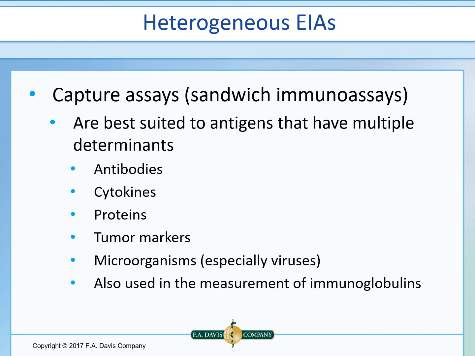The last type of heterogeneous enzyme immunoassay discussed are capture assays. If antibody rather than antigen is bound to the solid phase, these assays are often called sandwich immunoassays or capture assays. These are best suited to antigens that have multiple determinants. Capture assays are more commonly used for antibodies, cytokines, proteins, tumor markers, microorganisms, and in particular viruses, and they're also used in the measurement of immunoglobulins.